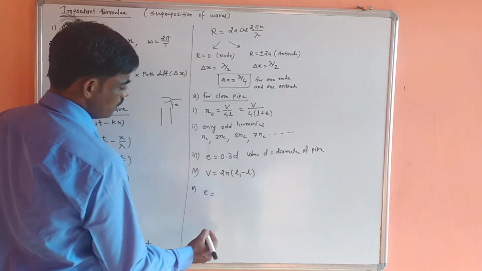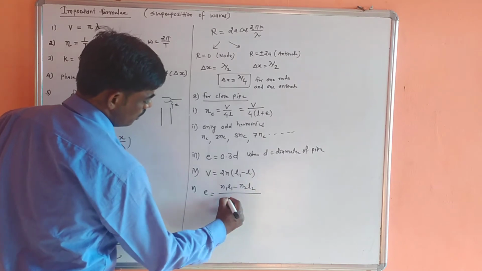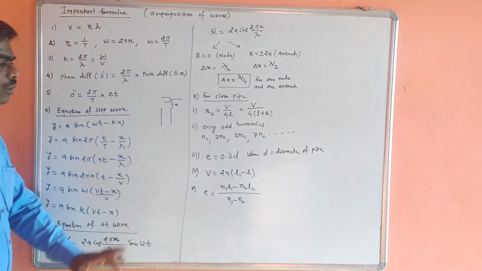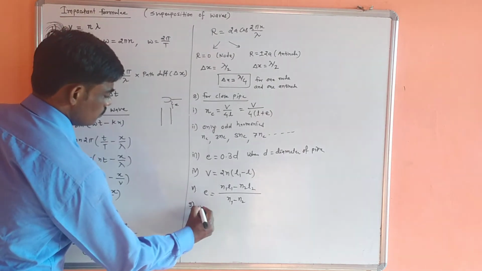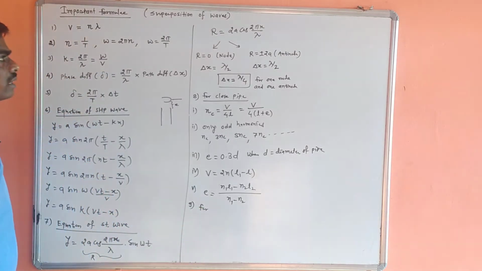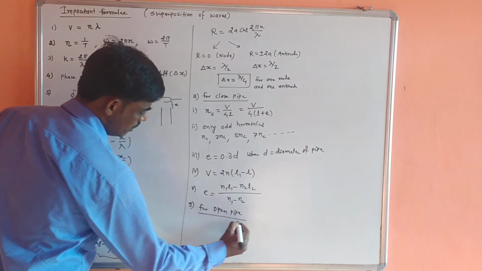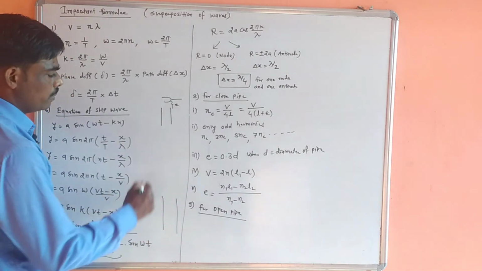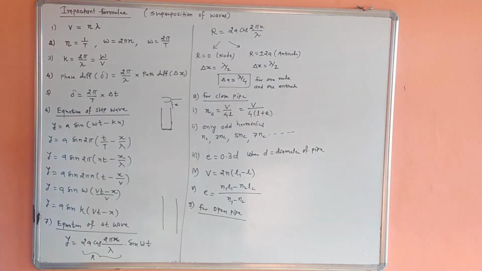Then the end correction we can find out: (N1 L1 minus N2 L2) upon (N1 minus N2). This is the formula for end correction. Later on, we have applied the theory for open pipe. Remember, the pipe which is open at both ends is termed as open pipe, and here the pipe is closed at one end, it is termed as closed pipe.